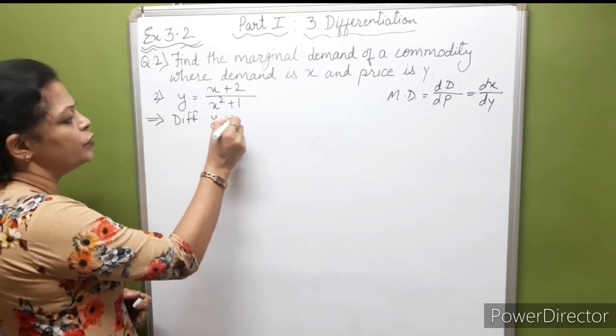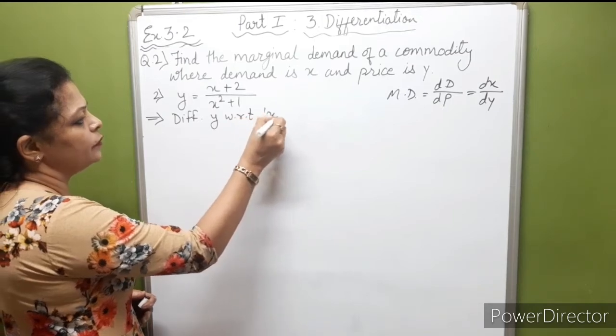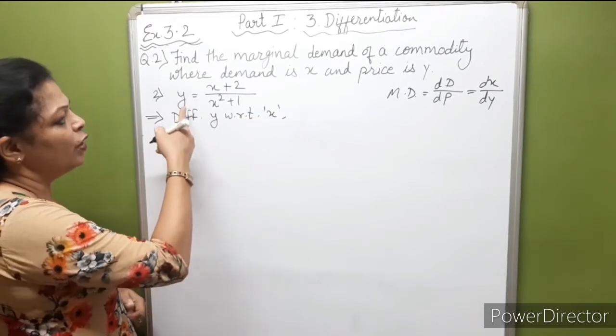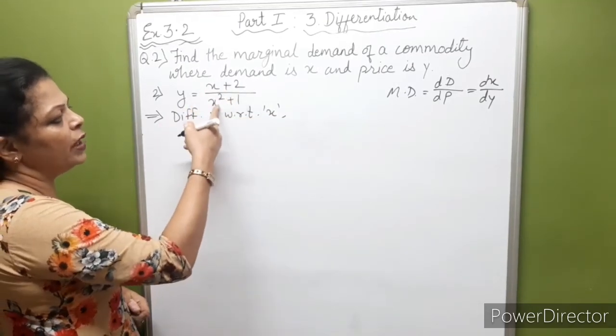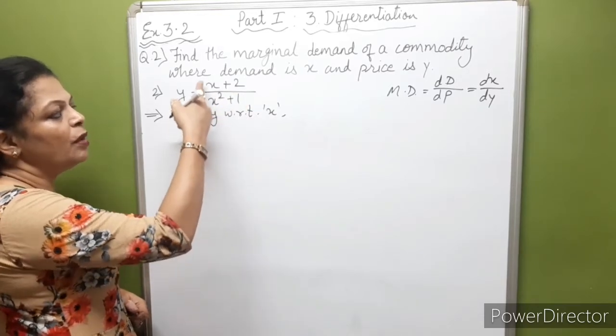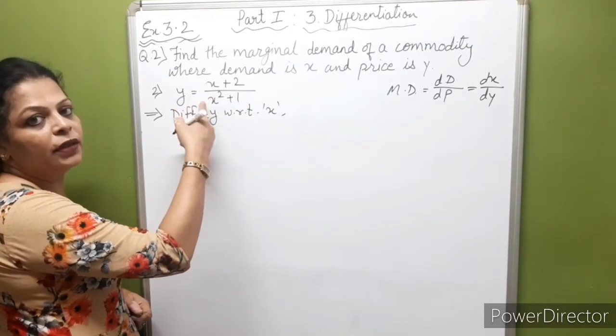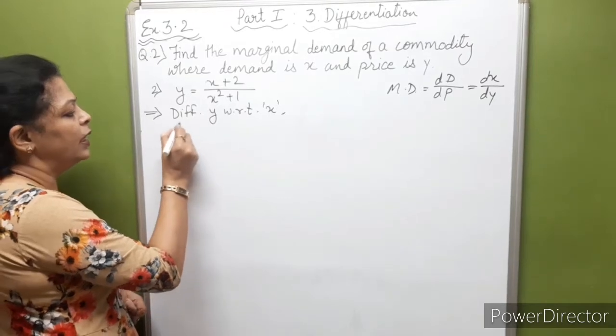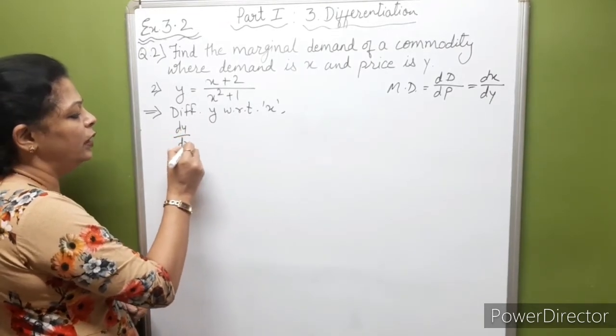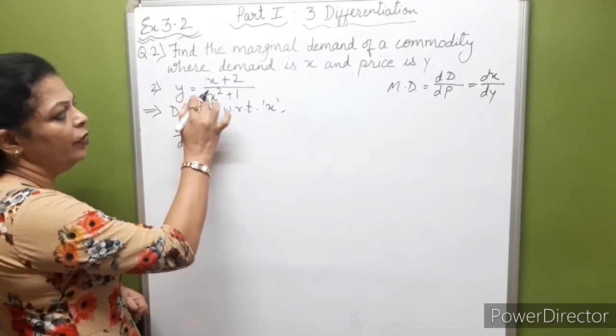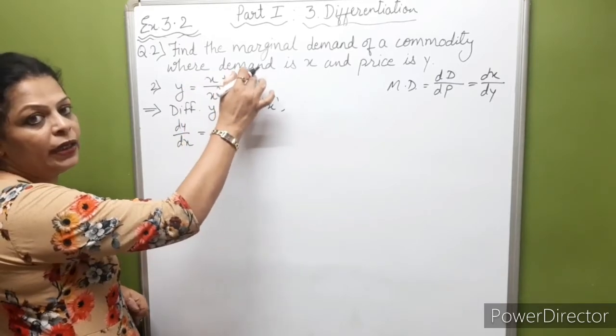Differentiating y with respect to x. Now see, your y is x plus 2 upon x square plus 1. That means it is in u upon v format. Correct? So apply that u upon v formula. dy by dx is v into du by dx.